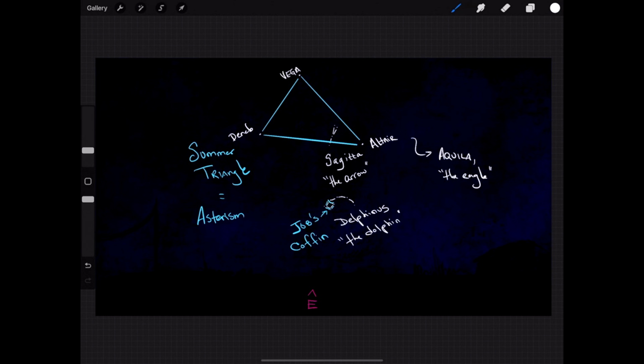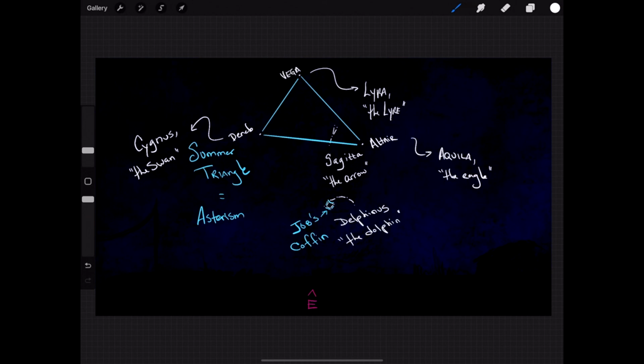The greatest handwriting in the world. Vega was the part of what constellation? That's right, Lyra. Lyre. And Deneb was part of, it's the tail of Cygnus. All right, so there we go. A nice overview of the eastern sky in late July.